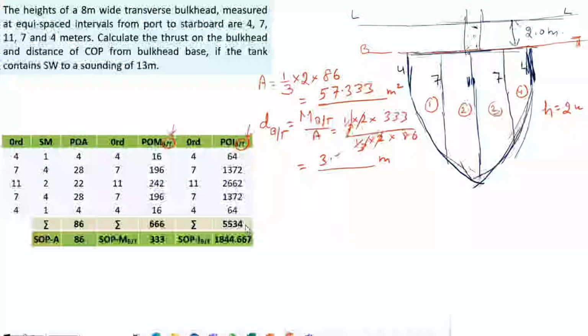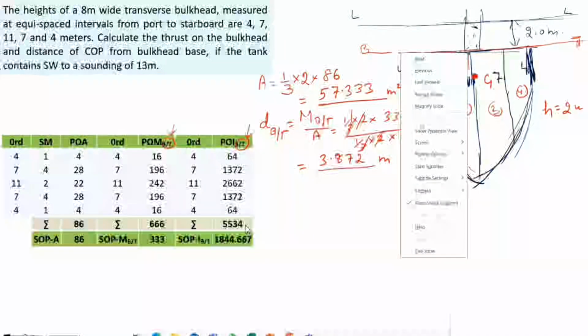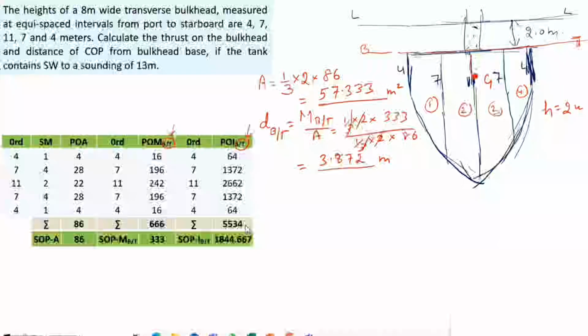3.872. So guys, somewhere here is your geometric center of the bulkhead. This distance is 3 point... It's 3 point, is it? Are you sure? Yes, sir. Okay, 3.872.